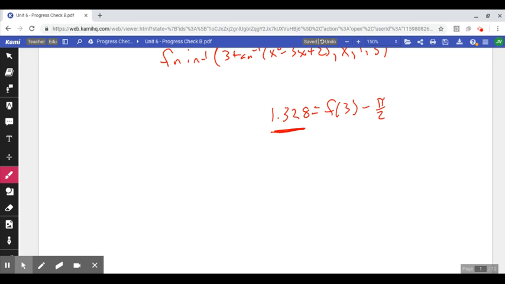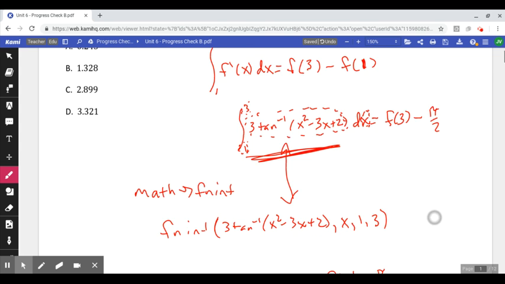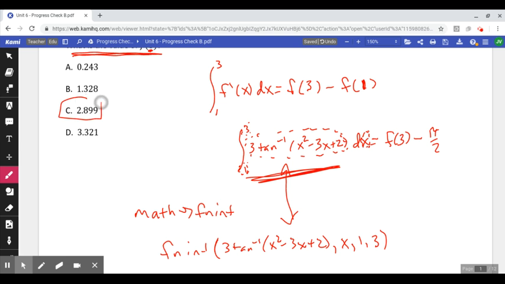The last thing to do to solve for f at 3 is just to add pi over 2. So in your calculator, I would just hit plus pi over 2, and it will automatically bring down the answer from the previous one, or you can type in 1.328. It's best to use your previous answer, though, because 1.328 is rounded, and you don't really want to round in the middle of your calculations. You only want to round at the end. And if you type this in, 1.328, or your answer plus pi over 2, you wind up with f at 3 being equal to 2.899. 2.899 is answer choice C.